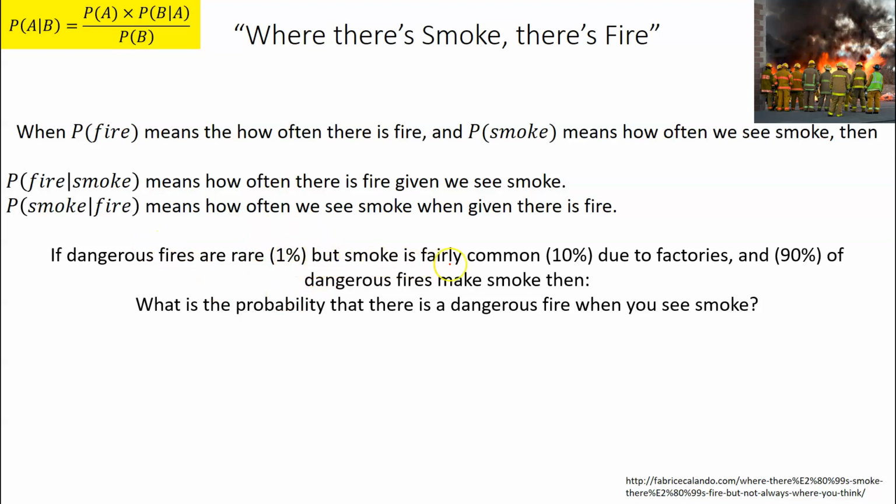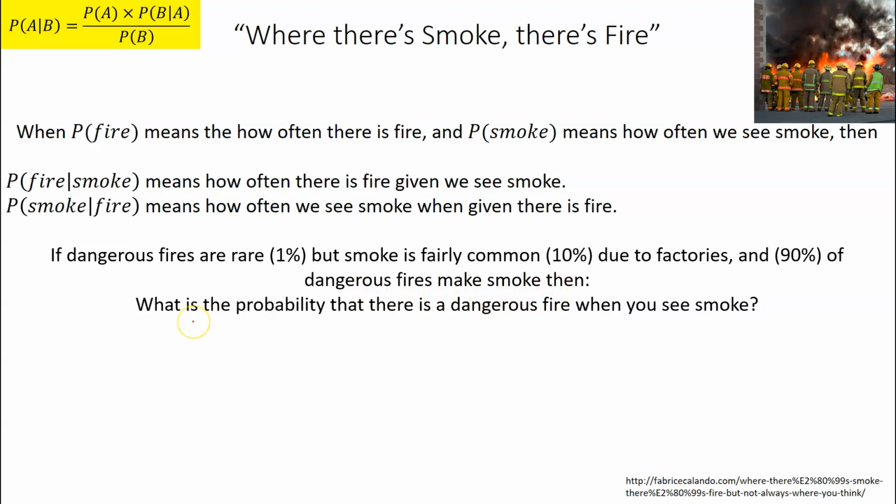1% of the time. But smoke's fairly common. Smoke can be seen, let's use the number, and I don't know how true this number is, but 10% of the time, because there's smoke that comes from factories or maybe people burning wood to stay warm in the winter, things like that. And 90% of dangerous fires mean there is smoke. 90% of dangerous fires make smoke.